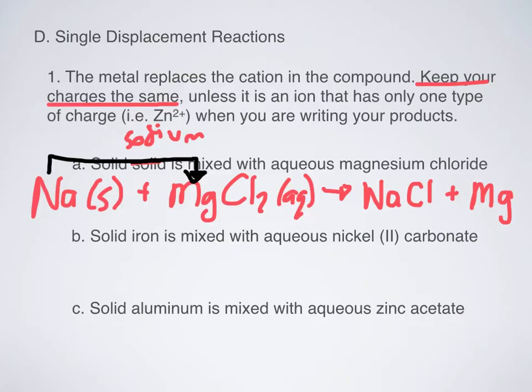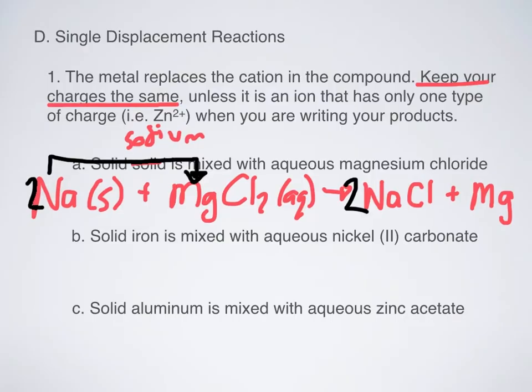So if I want to balance this, which I easily could, I would just make sure everything balances on both sides. So I would put a 2 here, so I have the same amount of chlorides on both sides, and then I would put a 2 in front of my sodium to make sure that my sodiums add up, and that should be done. So that's the way single displacement reactions work.